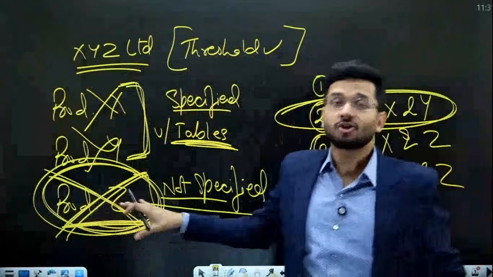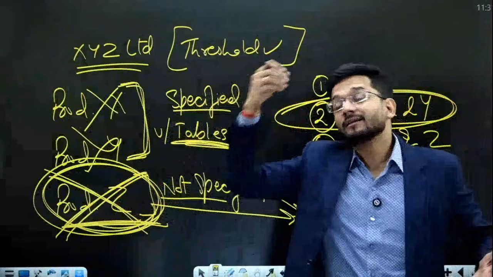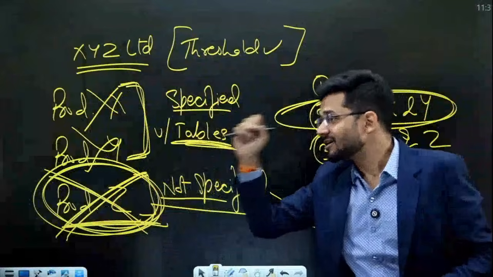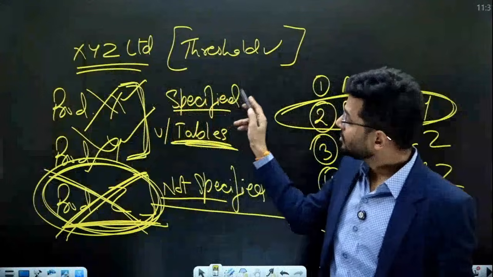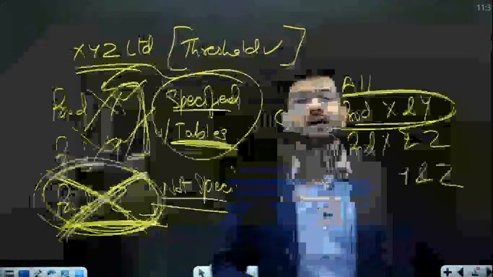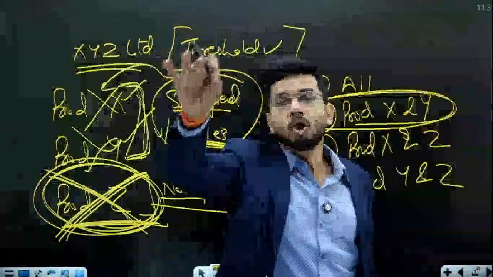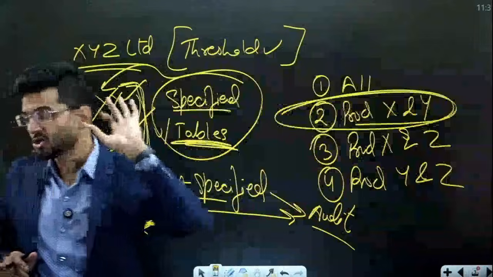Why? Because cost records are not required to be prepared for product Z. When cost records are not prepared, then a question of cost audit does not arise. It is impossible to do cost audit if cost records are not prepared. And in this question, since only X and Y are specified, cost records are required for X and Y only. So for Z, there are no cost records which are required to be prepared. Hence, Z will not be eligible for cost audit.